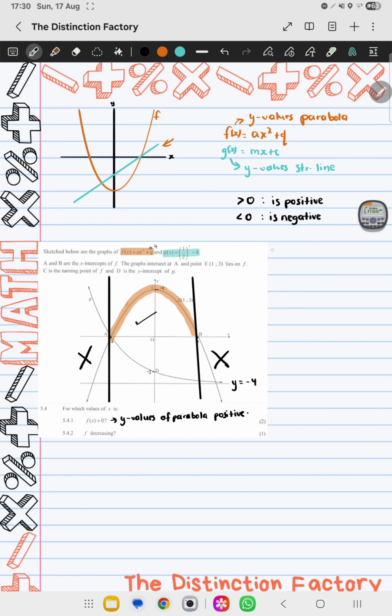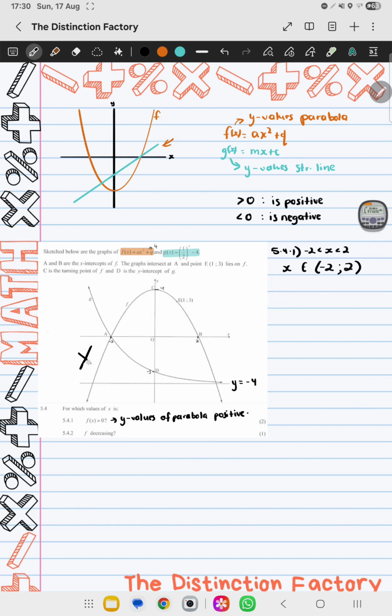So how will we write our answer? For 5.4.1, we will say that x needs to lie in between -2 and +2. Alternatively, you could write it as x element of circular bracket -2 because we are not including those values, and circular bracket +2 because we are not including that value. Perfect. Let's go on to our next question.